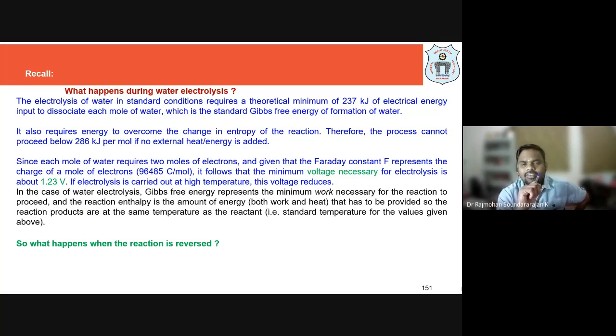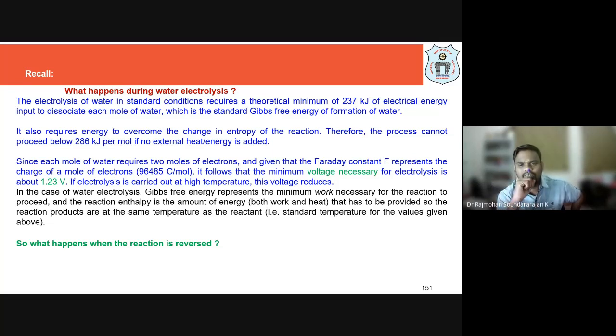So in the case of water electrolysis, if you supply electrical energy to water, it will produce hydrogen and oxygen. That's why it is an endothermic reaction. Remember, this reaction is usually conducted in the range from 500 degrees Celsius to even 2000 degrees Celsius, a wide temperature range, depending upon the energy input available. Under standard conditions, a theoretical minimum of 237 kilojoules of electrical energy is required to dissociate each mole of water into hydrogen and oxygen.